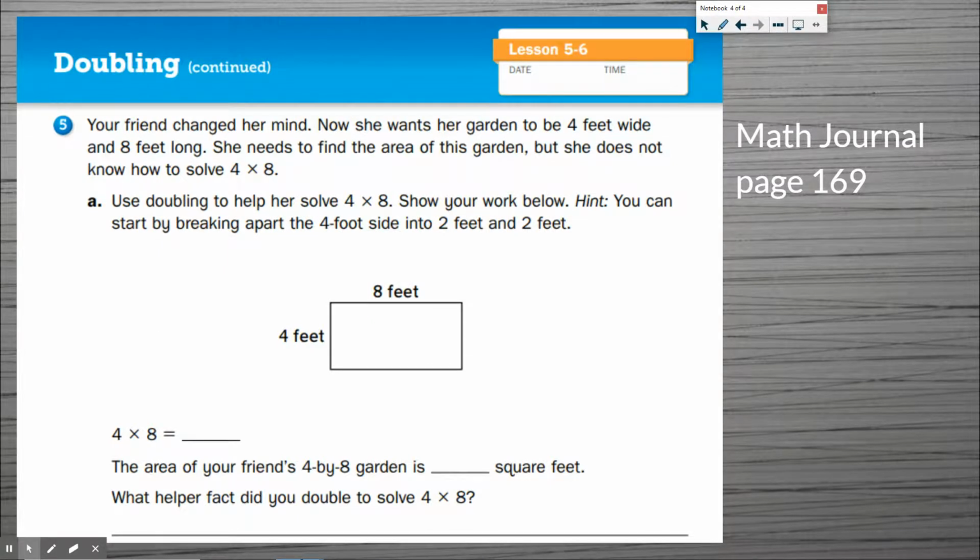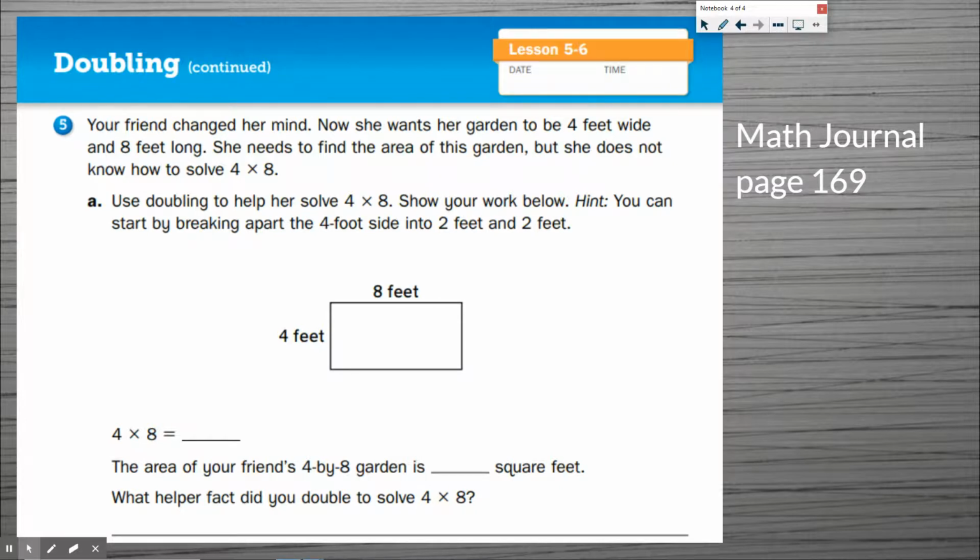This is question number 5. Your friend changed her mind. Oh, geez, can't keep it straight. She now wants her garden to be 4 feet wide and 8 feet long. She needs to find the area of this garden, but she does not know how to solve 4 times 8. Use doubling to help her solve 4 times 8. Show your work below. Hint, you can start by breaking apart the 4-foot side into 2 feet and 2 feet.